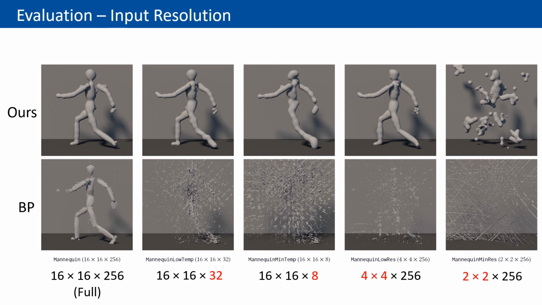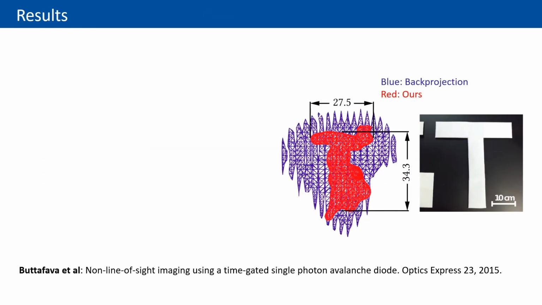At the time we wrote this paper 2.5 years ago, we also tested our method on the only real-world dataset available, which was captured with a single photon avalanche photodiode, or SPAD. We found that our result carves out the shape more accurately than back projection. Note that the SPAD sensor response is not part of our forward model, which only approximates physical light transport up to a very high accuracy, but not much more than that.